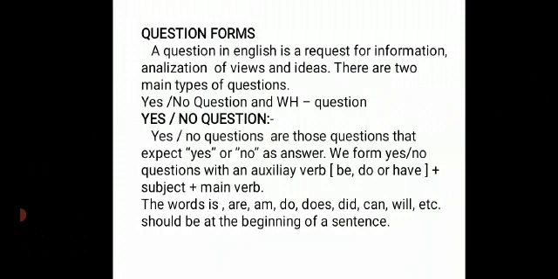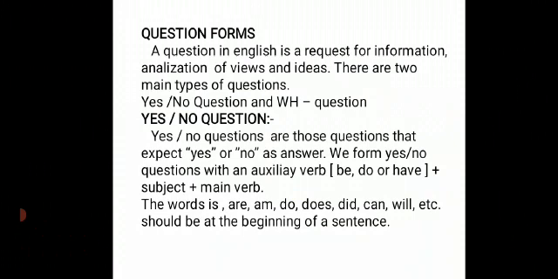Now, there are two main types of questions. One is yes or no question, and another is WH questions. Now, again, you must be wondering, what is this yes, no? Where you get the answer yes or no, those are called yes no questions. Yes no questions are those questions that expect yes or no as answer.